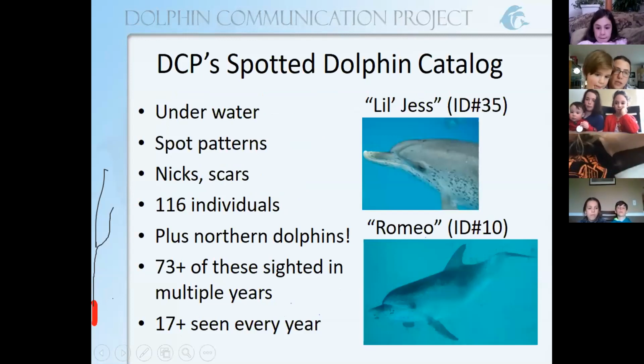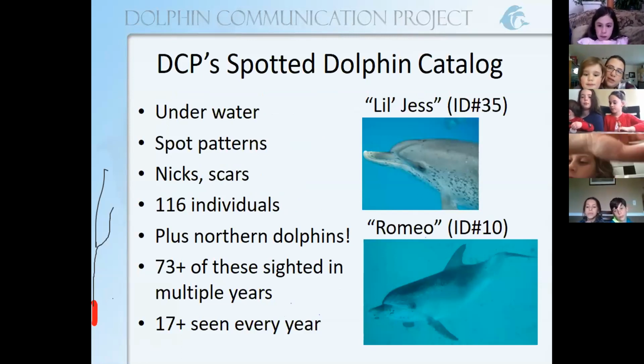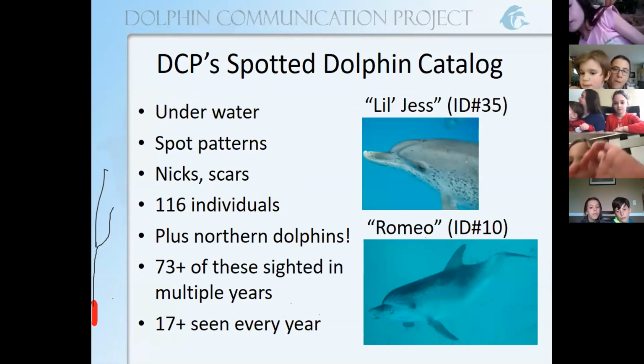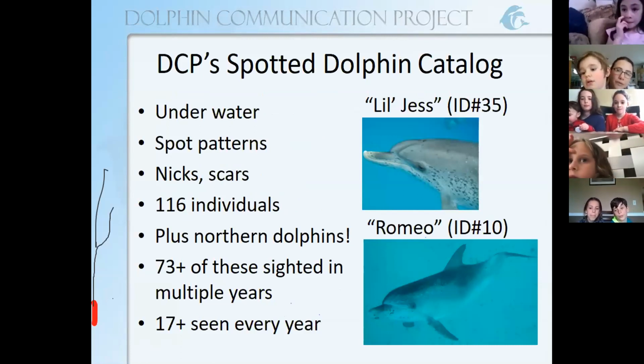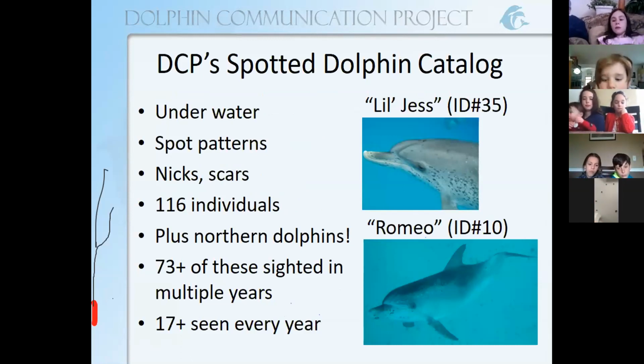So what we do is we go out as often as we can and we collect photographs and video of the dolphins. So thankfully, no 2 spotted dolphins have the same spot pattern. Like our fingerprints are unique, so are the spot patterns. But imagine if you got a new line in your fingerprint every year. That would make things more difficult for the police, huh?